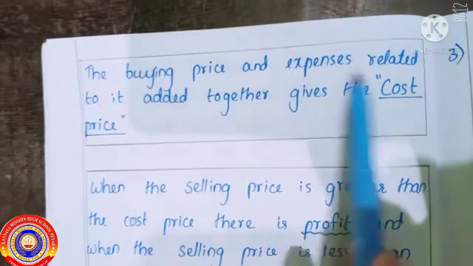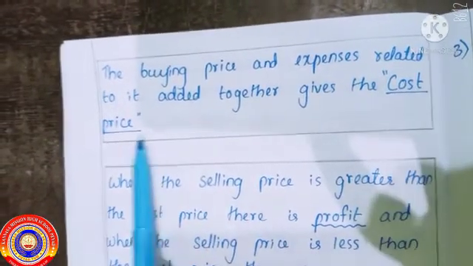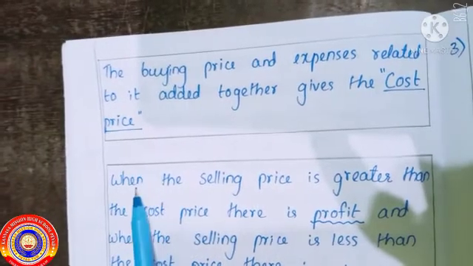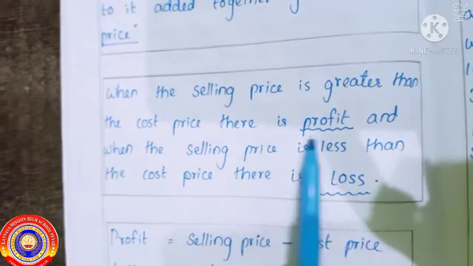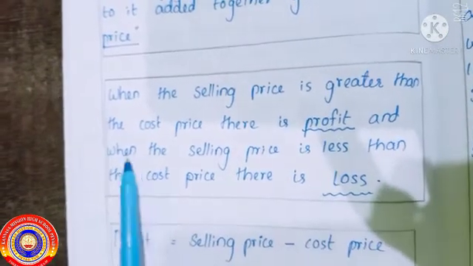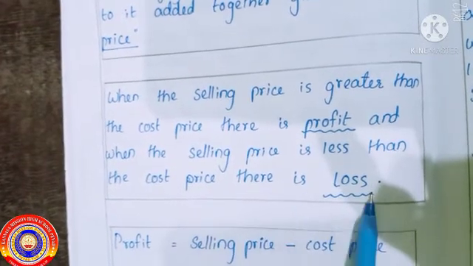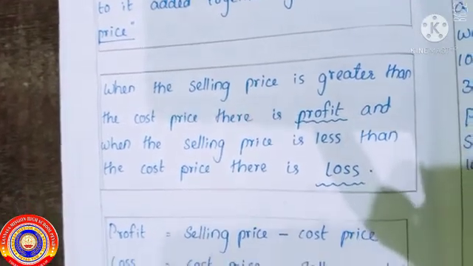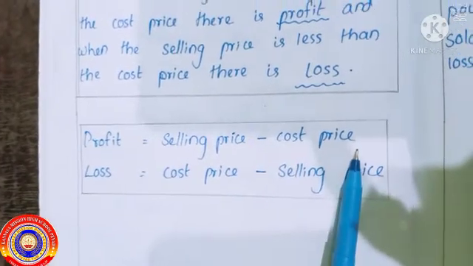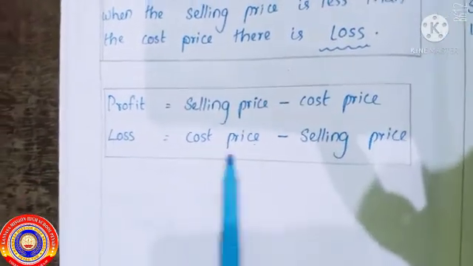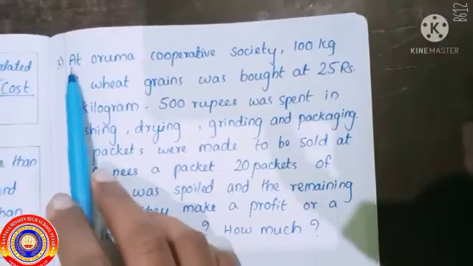The buying price and expense related to it added together gives the cost price. So in business there may be profit or loss. When the selling price is greater than the cost price, there is profit, and when the selling price is less than the cost price, there is loss. So for finding profit, profit is equal to selling price minus cost price, and loss is equal to cost price minus selling price. Next question.